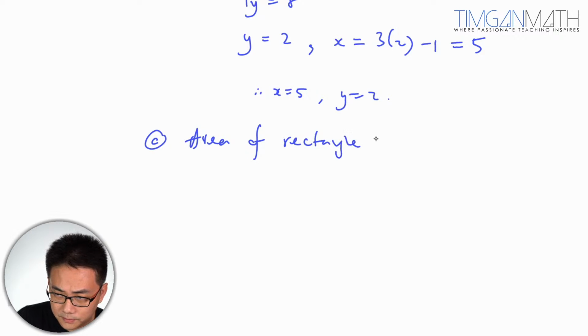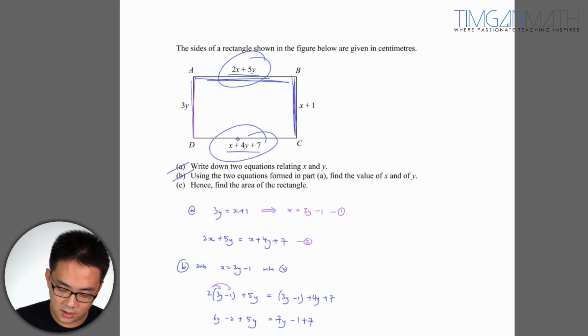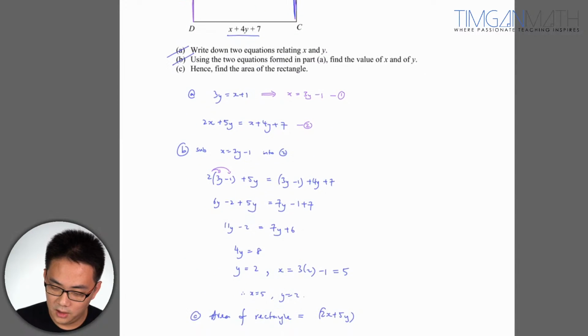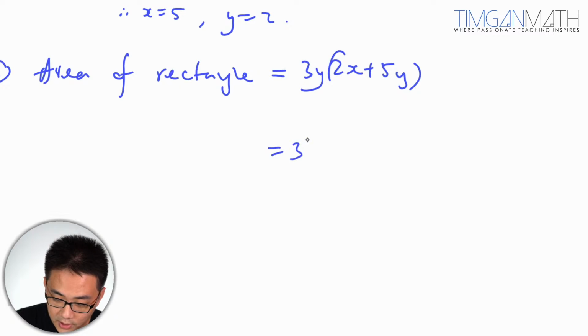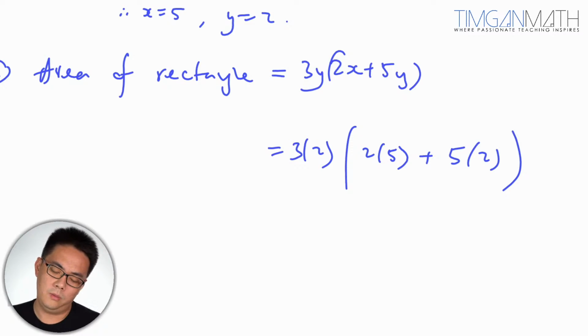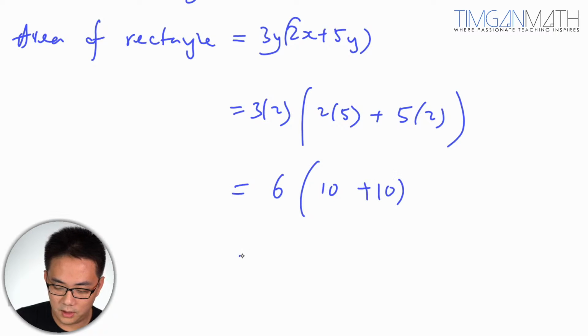This would be 2x plus 5y. So I'm just going to take the top here because we have 3 terms. I think this will probably be easy, and this is 3y. So I'm just going to take this times 3y. Should be quite okay. So this case will be 3 times 2, and this is 2 times 5 plus 5 times 2. So this is 6, this is 10 plus 10. So this would be 120 cm square.